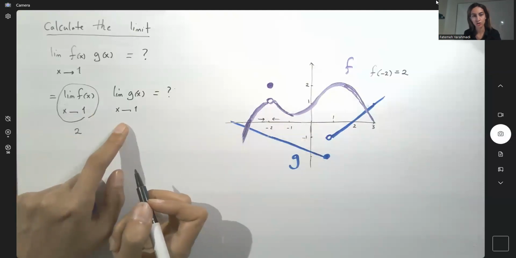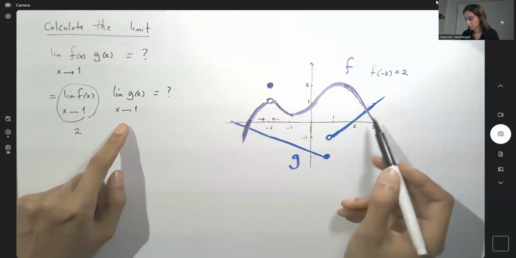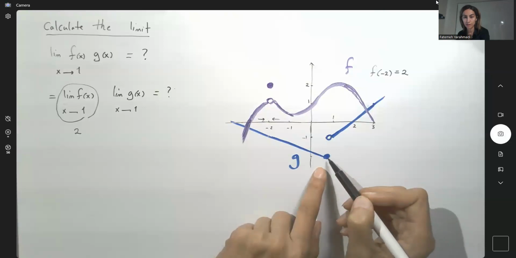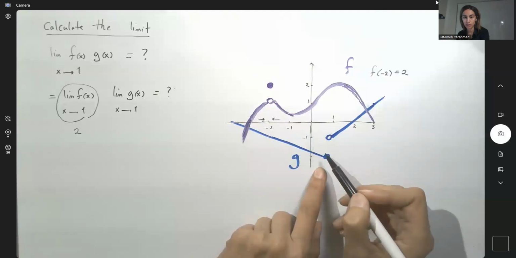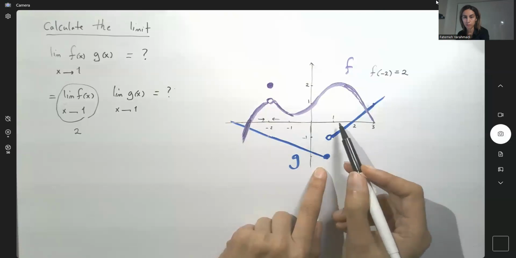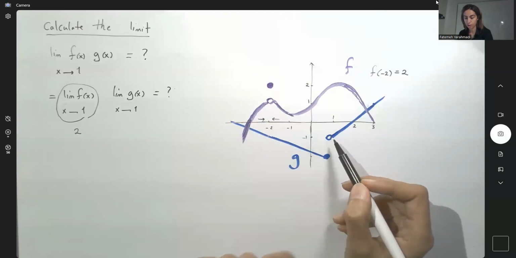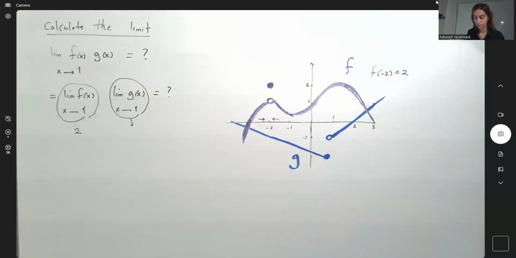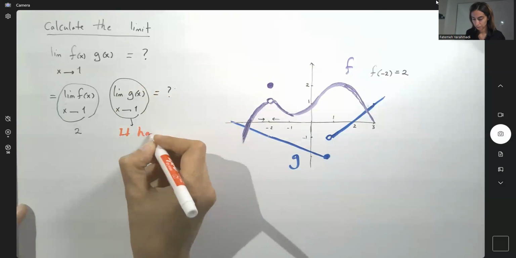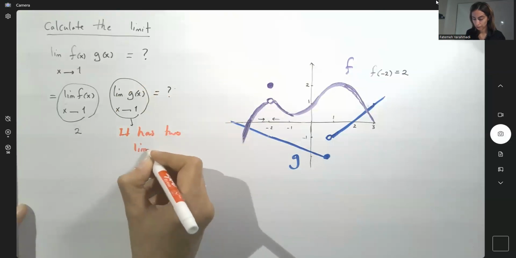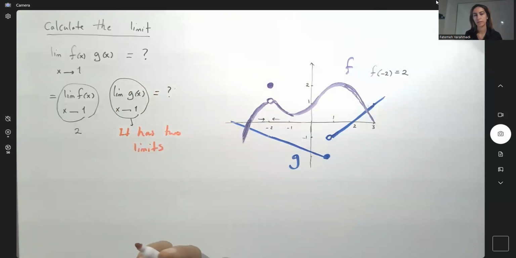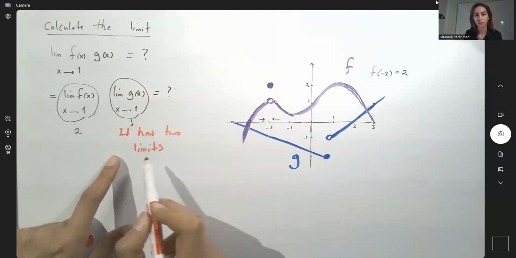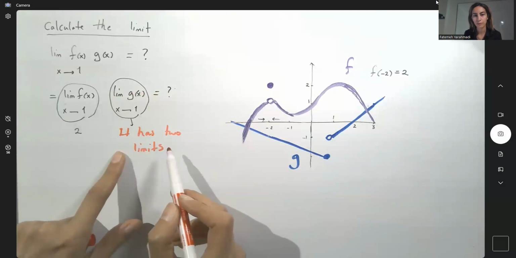But what about the limit of g of x? Limit of g of x as x approaches 1, it has 2 values. From left, it is -2. From right, it is -1. So just be careful here. It has 2 limits. So what's the meaning of that? Since it doesn't have exactly one unique value, it doesn't have a limit at 1.